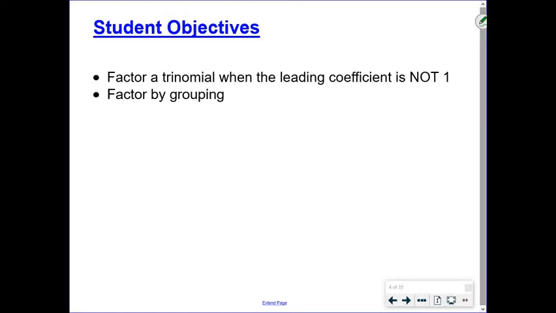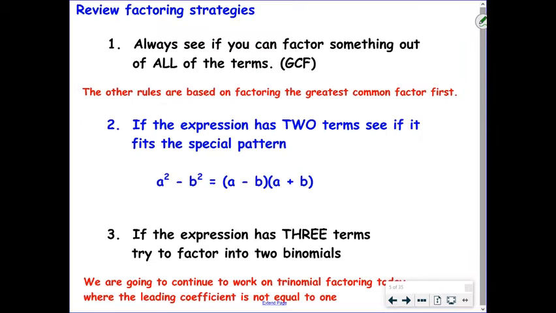So today, we're factoring trinomials when a, or that leading coefficient, is not 1. So last class, we looked at GCF. We can pull out a number here. We always look to try to do that first here. Can I pull anything out here?